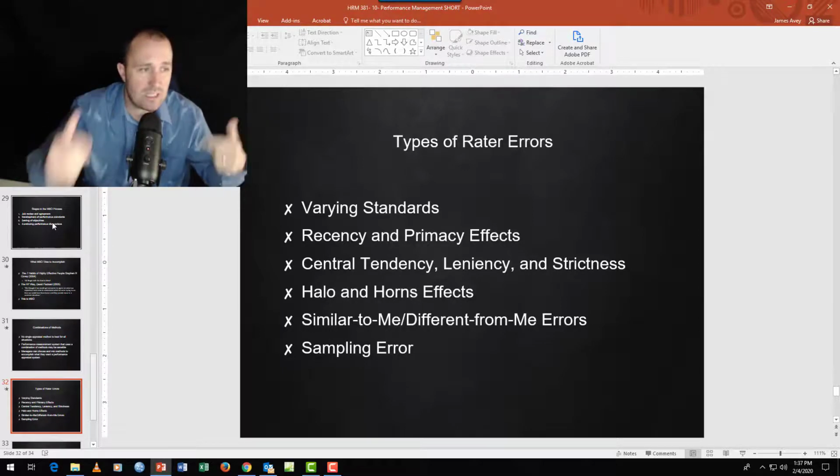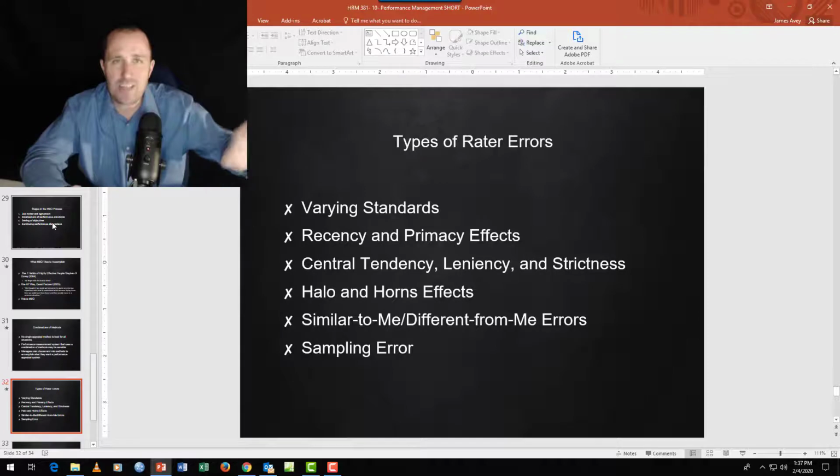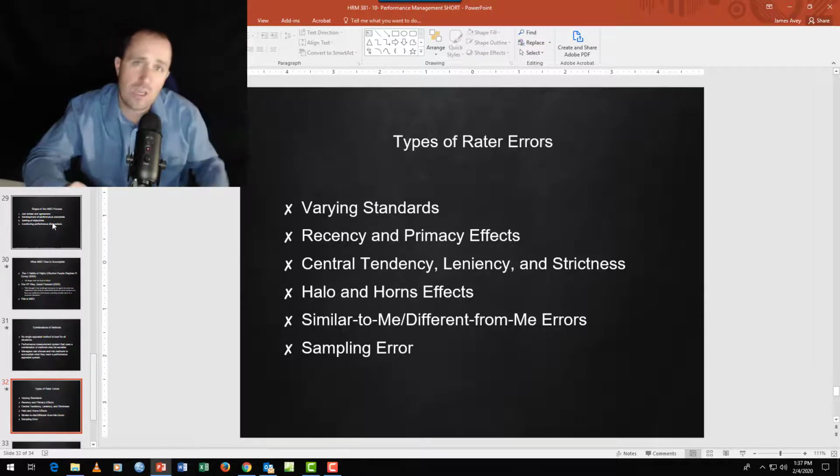And so one of the things we as HR professionals have to bear in mind is that this is not just a process that we put together, we ship out, and we say go, best of luck, let the chips fall where they may.